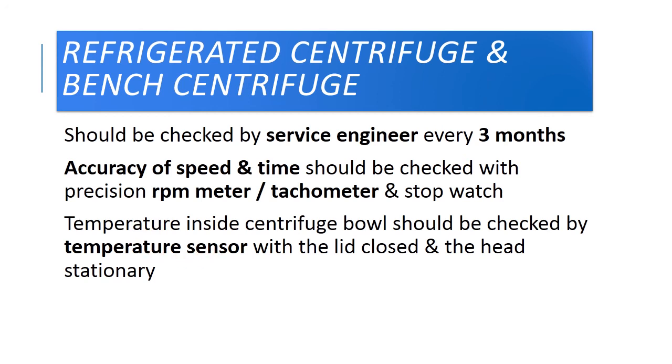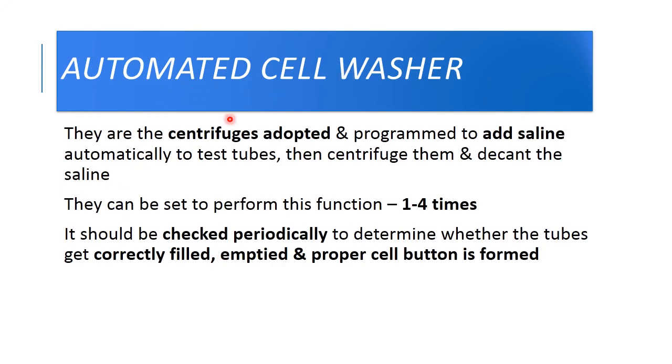Automated cell washers act like a centrifuge themselves. They are programmed to add saline to the test tube, so that automatically it will centrifuge and wash the cells, and it will also decant the saline and help us obtain the button of cells. This equipment can be set to perform this function 1 to 4 times. This also should be checked periodically, to see that it is filling the test tubes correctly, emptying them, and forming the proper cell button.